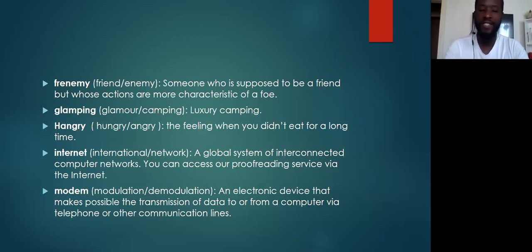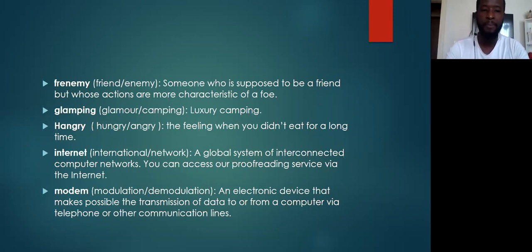It means an electronic device that makes possible the transmission of data to or from a computer via telephone or other communication lines, okay? So a modem, like the modem that we have here for the internet and the things that we are using here to make our transmission of data to a form of computer or telephone.